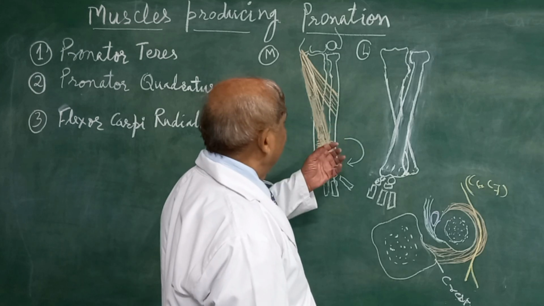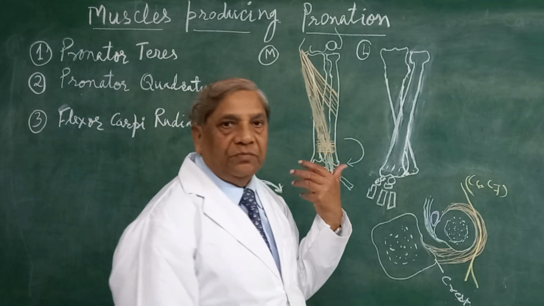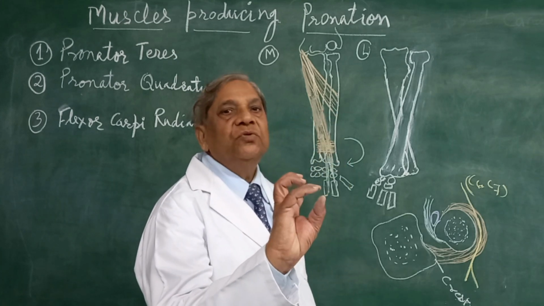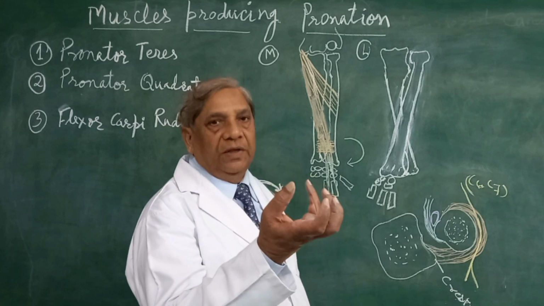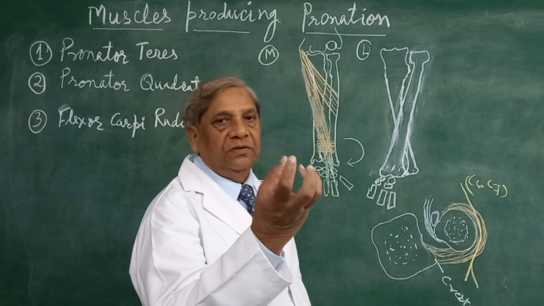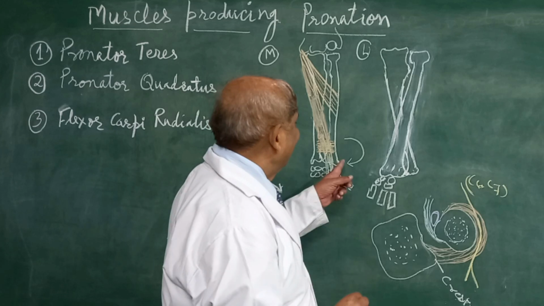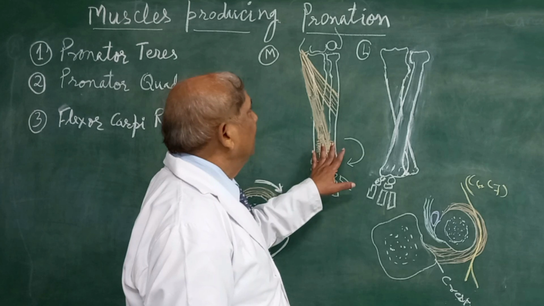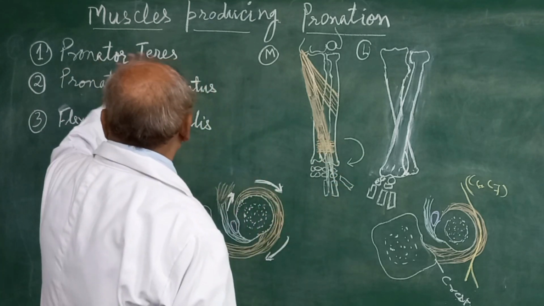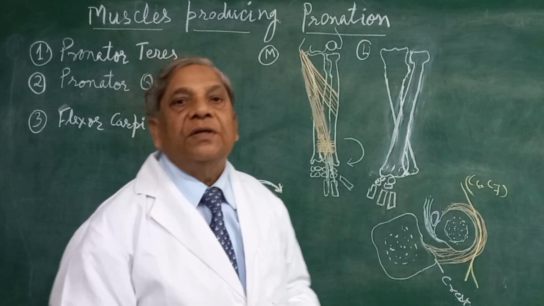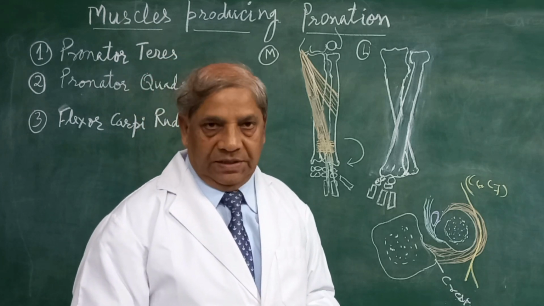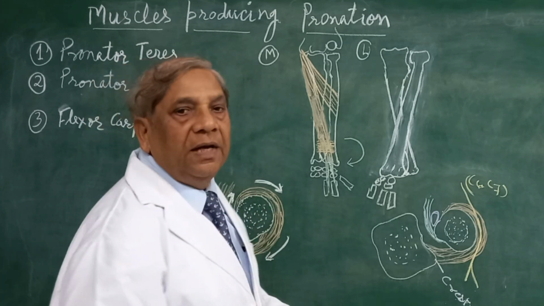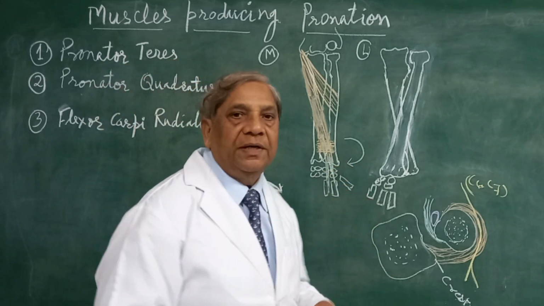Most of the muscles are pulling the radius towards the medial side, and because it forms a pivot joint here, the radius moves within that capsule, the annular ligament, but then the lower end will form a circle. This is how the pronation movement will take place because of the three different muscles: pronator quadratus, pronator teres, and the flexor carpi radialis muscle.